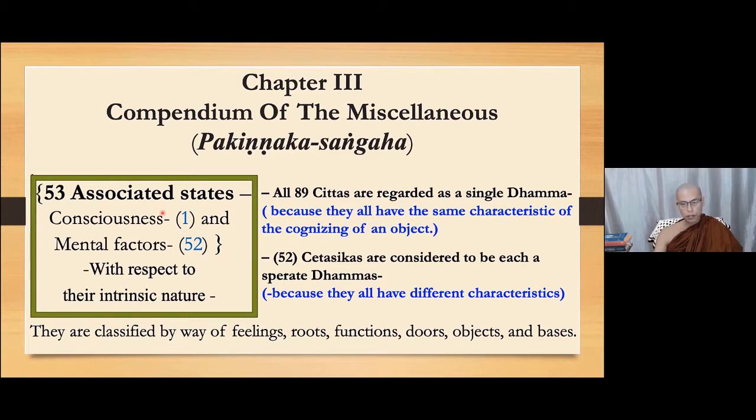So we are trying to analyze the 53 dhammas by way of feeling and by way of root. This is not a new one. We have already studied this classification at the end of the Citta chapter, the consciousness chapter, where it was classified by way of function. This is Kicca Sangaha. Function is called Kicca in Pali. And door, object, and base. Door is dvara, object is arammana, and base is vatthu.